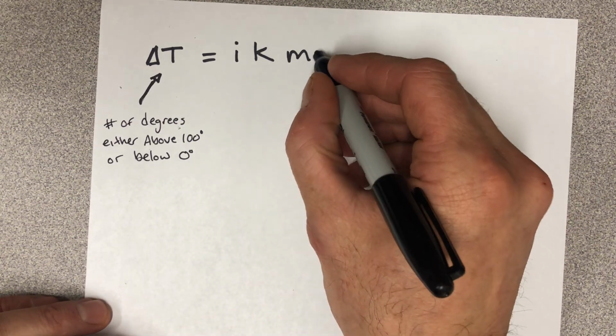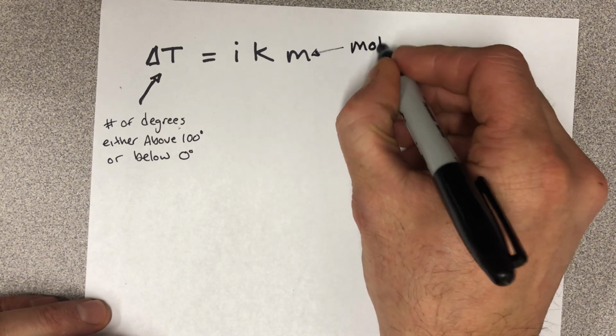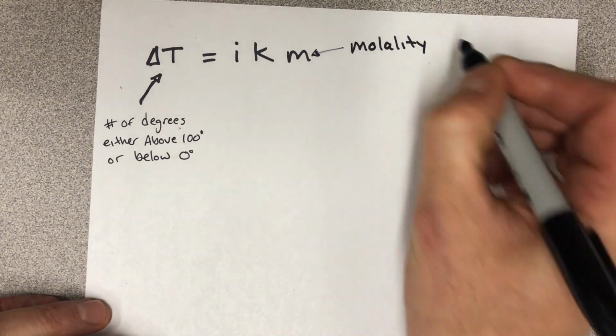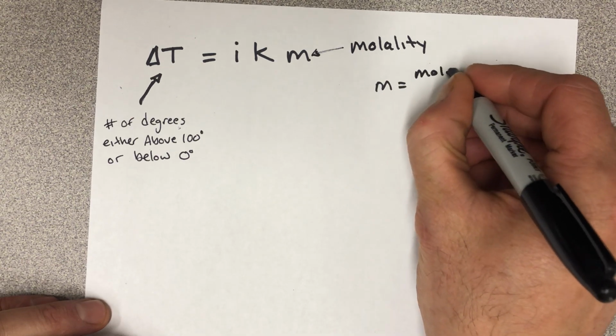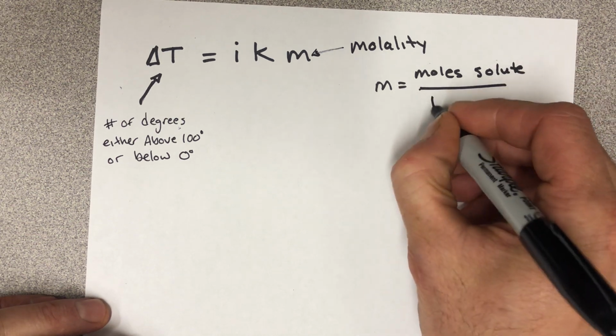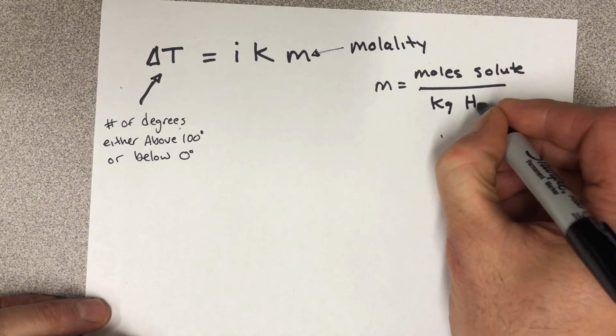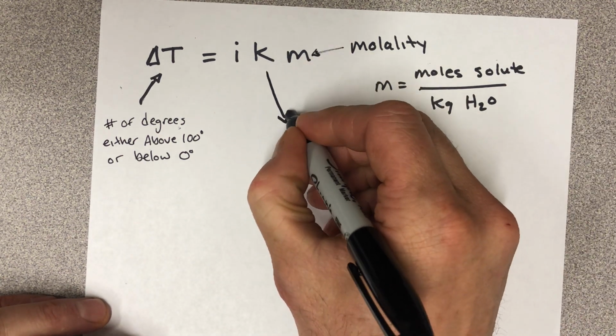And then m is the other one that you might know already. This is the molality. And remember that molality has its own equation, and that's moles of solute over kilograms of water.